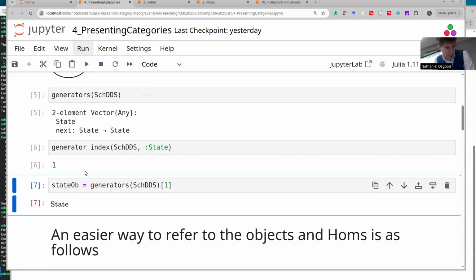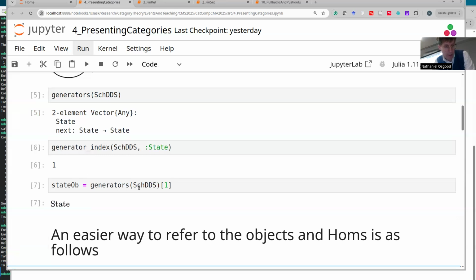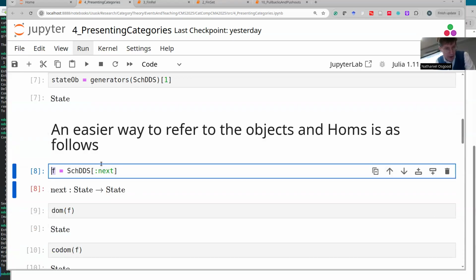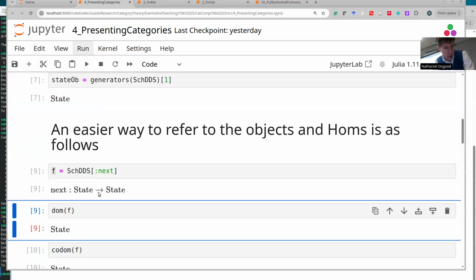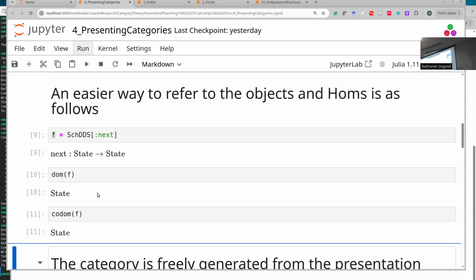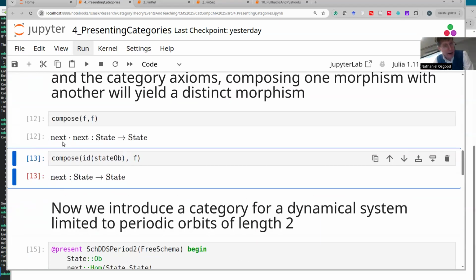I can query those generators. I can find a list of their names. I can get a reference to, for example, the next one. I can ask what's its domain and what's its codomain. I'm asking what's the domain of this morphism called next, and what's its codomain. Its codomain is that object. I can compose it and get another morphism going from state to state.